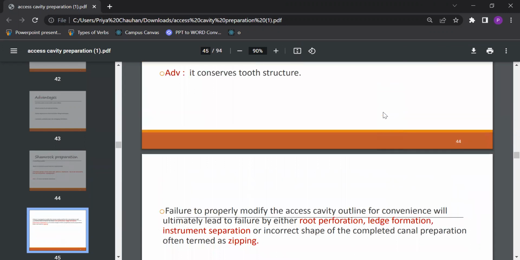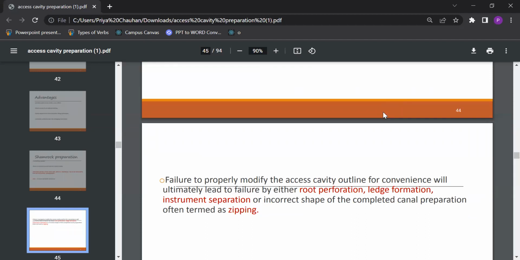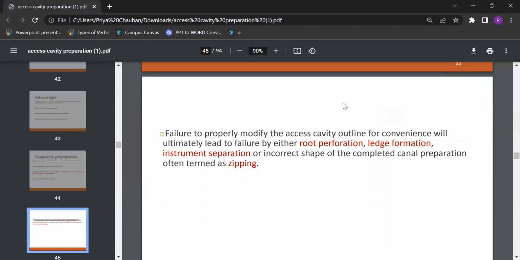So next is failure to properly modify the access cavity outline for convenience, which will ultimately lead to failure by either root perforation, ledge formation, instrument separation, or incorrect shape of the complete canal preparation. Often the term is zipping. Sometimes they ask in PGs, NEET PG, what is zipping.